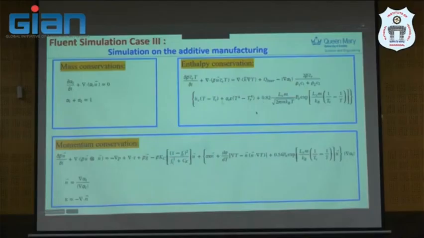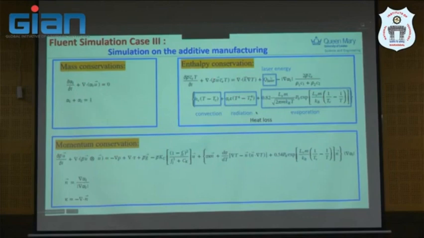This equation is about the energy conservation. This one is the laser heat energy, and these three terms are about the heat loss during the process. This one is convection, this one is radiation, and this one is evaporation.